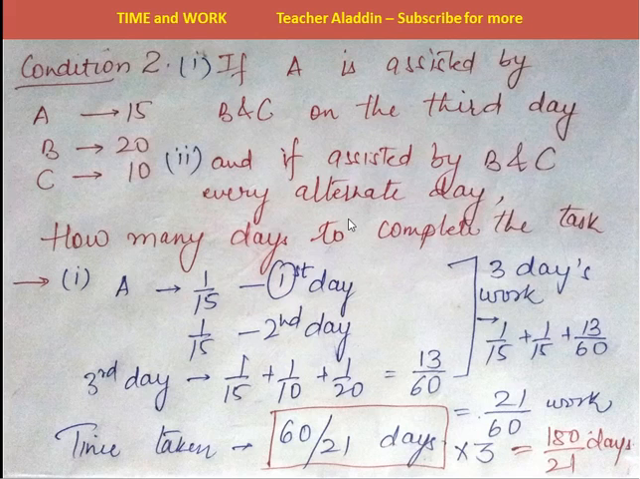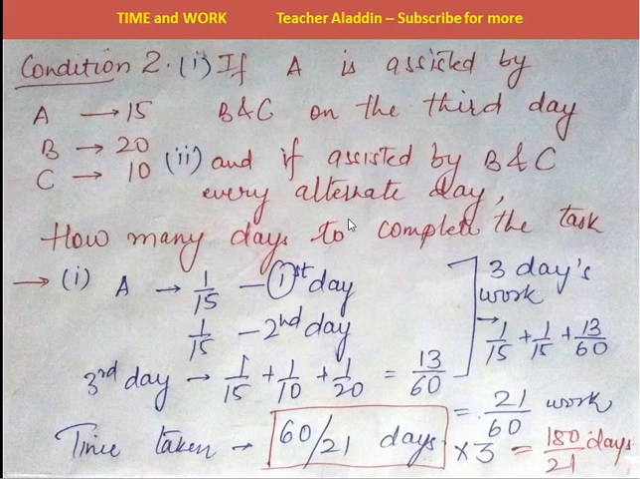Combined together, you can create a series. So we have created a series. On the 1st day A works alone, on the 2nd day A works alone, on the 3rd day B and C help, on the 4th day A works alone, on the 5th day A works alone. So it's a series, it's a sequence. So you can take one unit out of a sequence, which is a 3 days work.